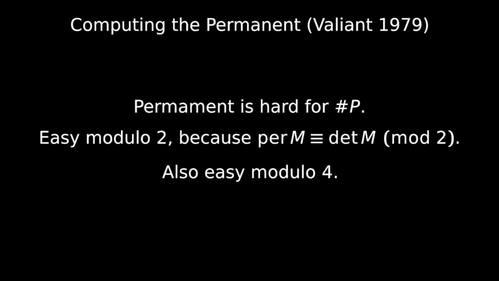Valiant also established that this easiness is inherited to some degree to larger powers of 2. For instance, the permanent modulo 4 can be computed in polynomial time as well. Again, this looks quite useless. The integers modulo 4 are not a field, so we can't interpolate, and there are only 4 of them. Still, the intuition behind Valiant's algorithm is useful for us to understand, so let's spend some time on it.